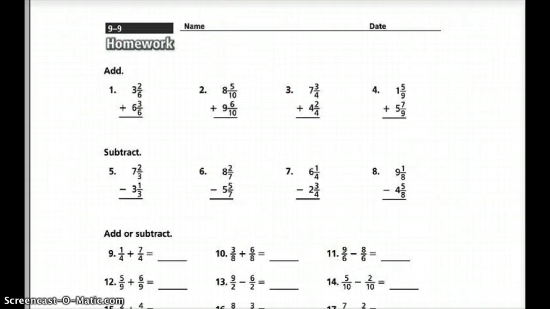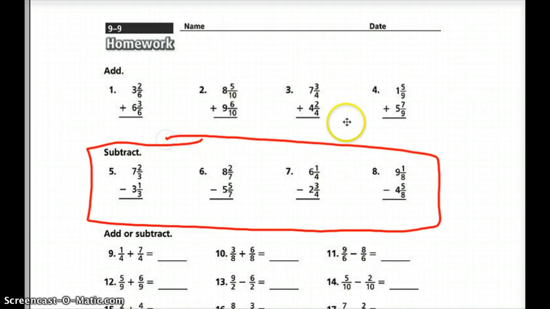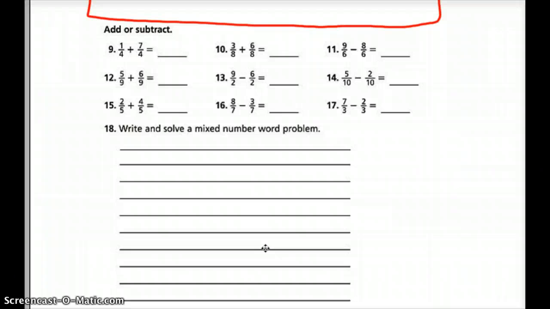All right, next is homework. Today you are skipping 5 through 8. However, do not scribble them out. You're going to skip them, we'll do tomorrow. This is tomorrow's homework. So skip 5 through 8. And you can also skip 18 today. Okay, you need to do through 17.